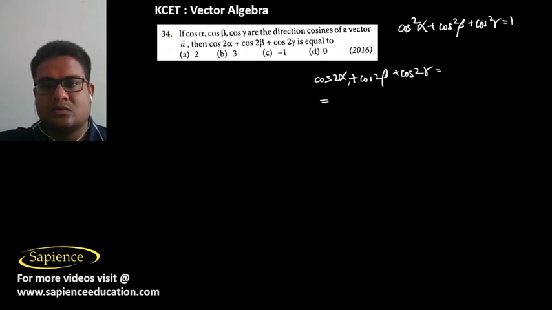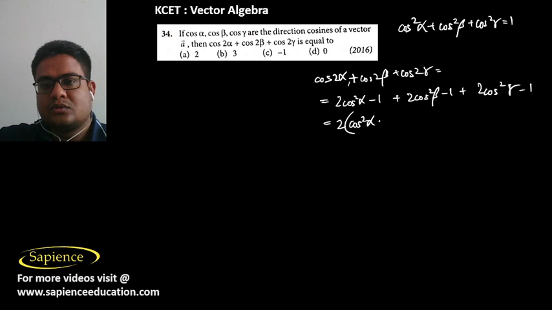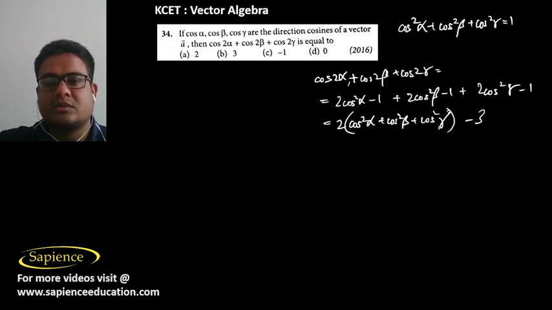Now cos 2 alpha can be written as 2 cos square alpha minus 1, cos 2 beta as 2 cos square beta minus 1, and cos 2 gamma as 2 cos square gamma minus 1. The sum can be written as 2 into cos square alpha plus cos square beta plus cos square gamma, minus 1 minus 1 minus 1. Now this sum is equal to 1, so this is 2 into 1 minus 3, which is minus 1. So option C is the correct answer.